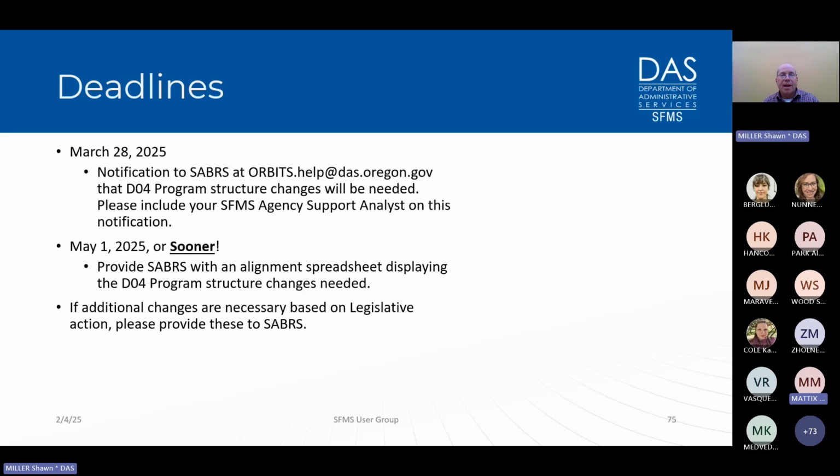Send in the program alignment spreadsheet with those changes. The profile roll, as we've already talked about, happens April 9th, so we can start making changes right after that. I understand that bills go through the process at different times during the legislative session, but as soon as you think you've got a good read on what's going to be included, then if you could send in that spreadsheet, we'll get it entered. We'll work with SFMS analysts to audit those changes, make sure everything looks good, and then we'll be ready to go for the new biennium.